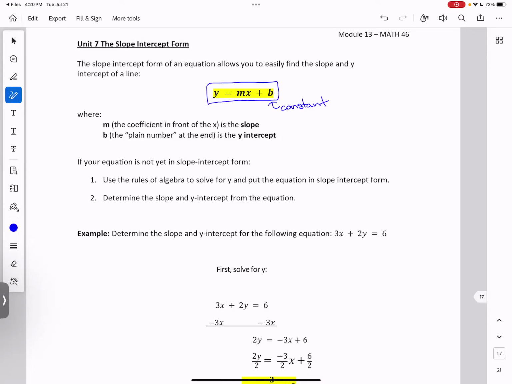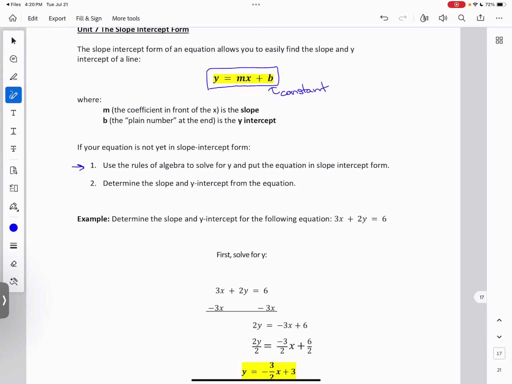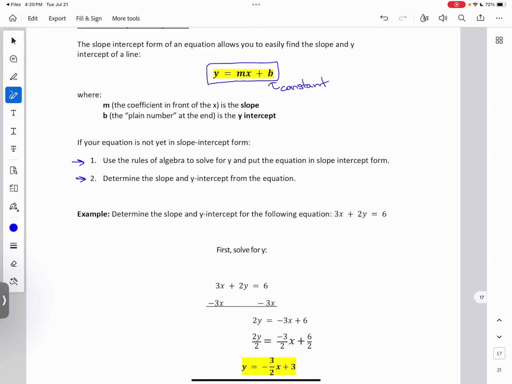So to do this, first you have to solve for y if your equation isn't already done so. And then you're going to determine the slope and y-intercept from the equation. And in the next section, we'll translate those into graphs.